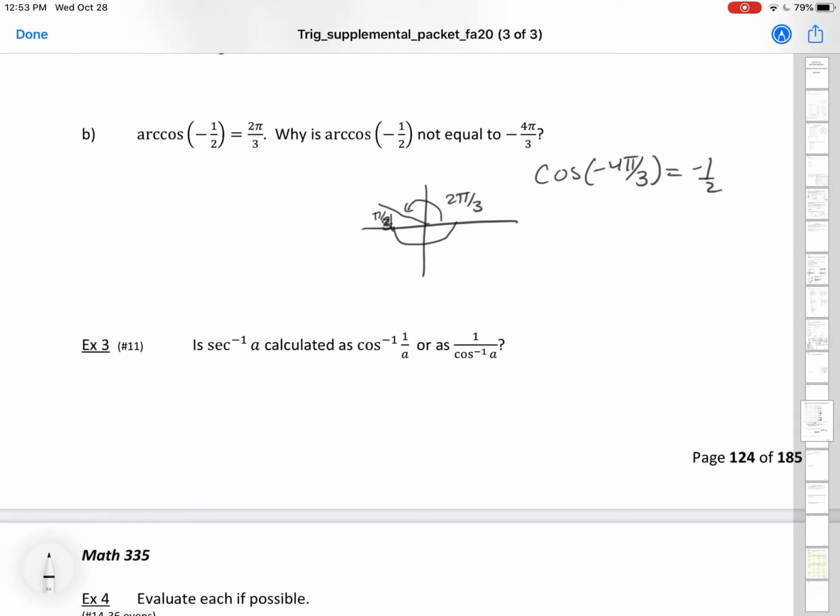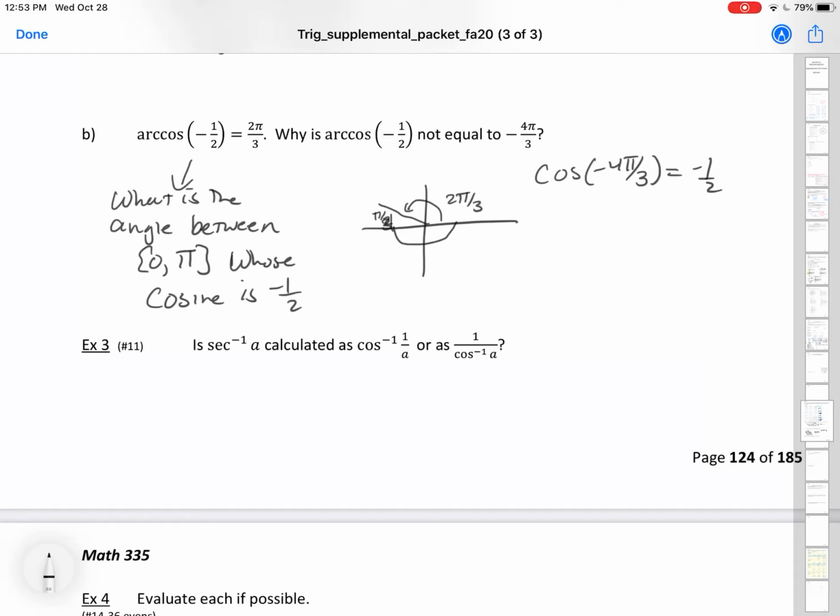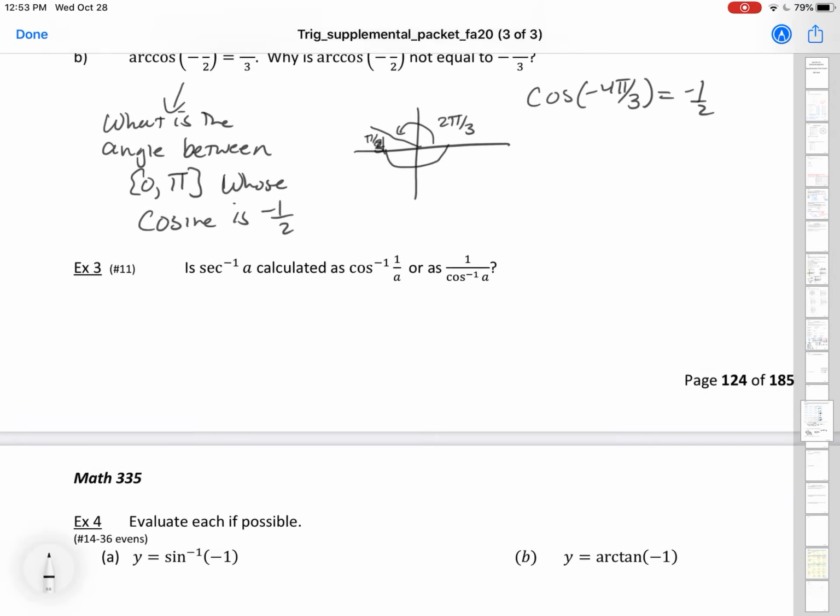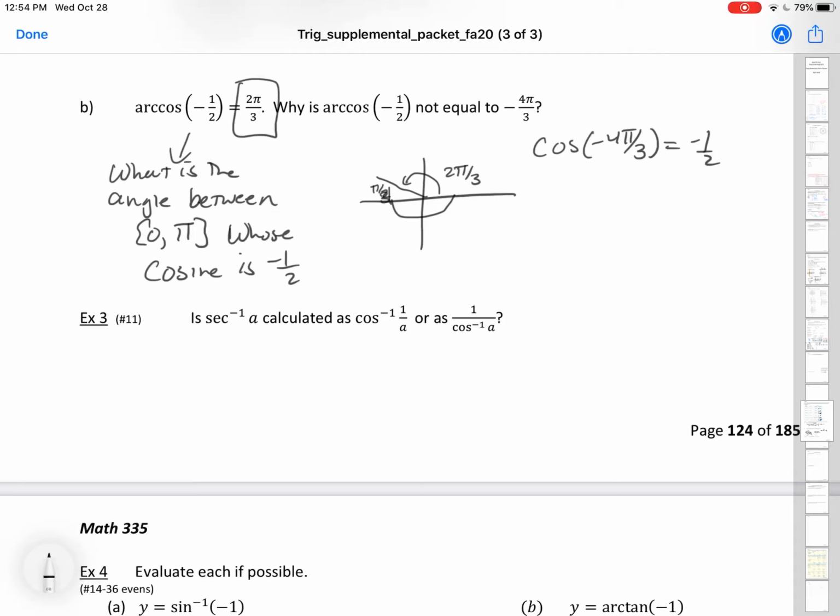That angle is there. It's because what arc cosine is asking for is what is the angle between 0 and pi whose cosine is -1/2. And -4 pi over 3 isn't in that interval. The arc cosine can't spit that out, otherwise it wouldn't be a function. And so it is simply because 2 pi over 3 is the only time it happens in that domain.